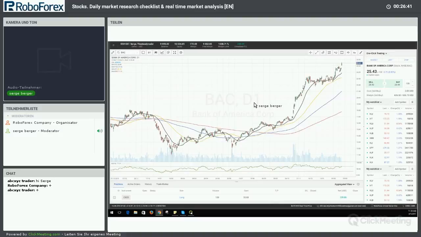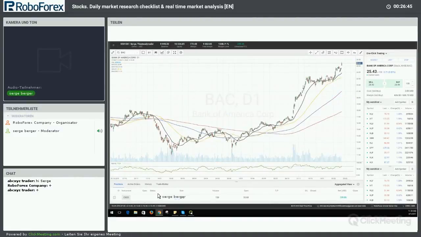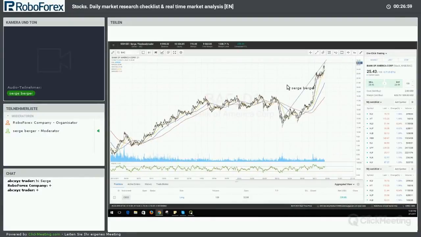So let's have a look at Bank of America here, and I'll quickly show you how I look at the stock right now from a very basic technical perspective. And again, we're looking at the market at this current point in time, but I want you to understand that this is not an analysis. This is a process that you can apply at any given point.